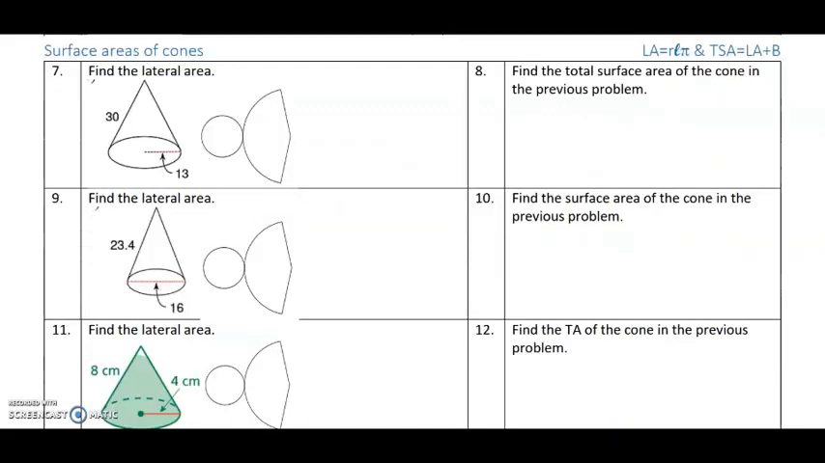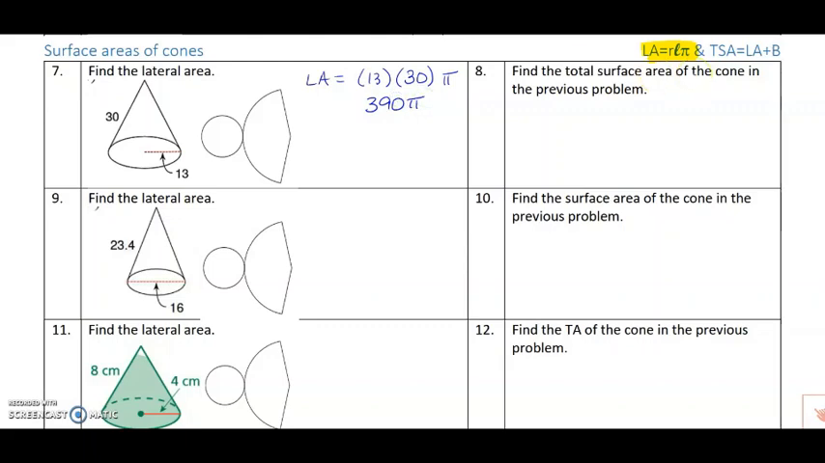Looking at surface area of cones, to find the lateral area of a cone, we want to start with the formula pi r L. So the lateral area is going to be the radius, 13, times the slant height, L, times pi. So that's going to be 390 pi.